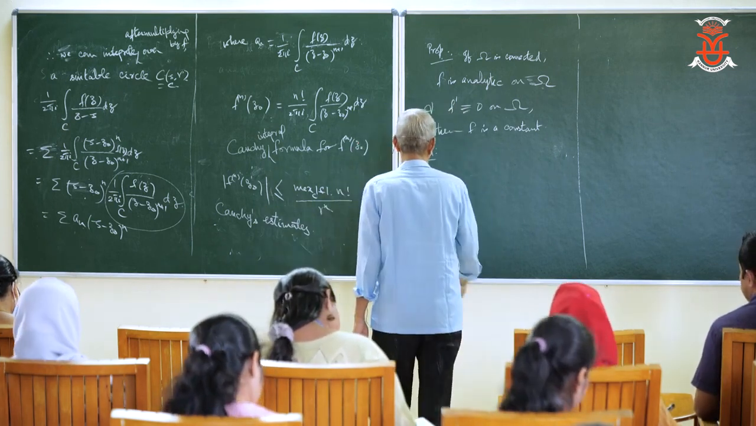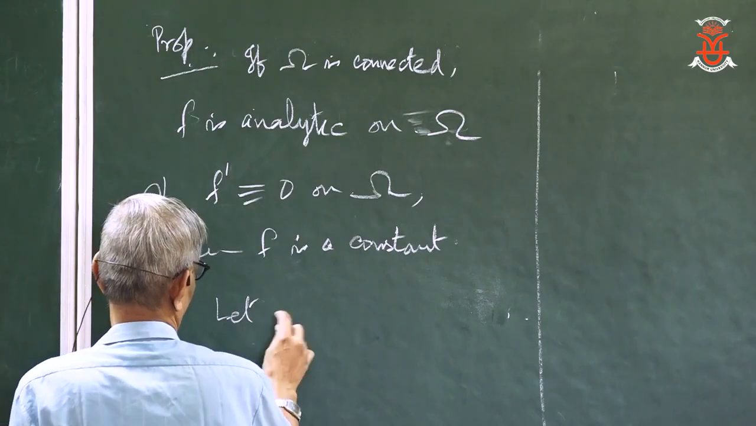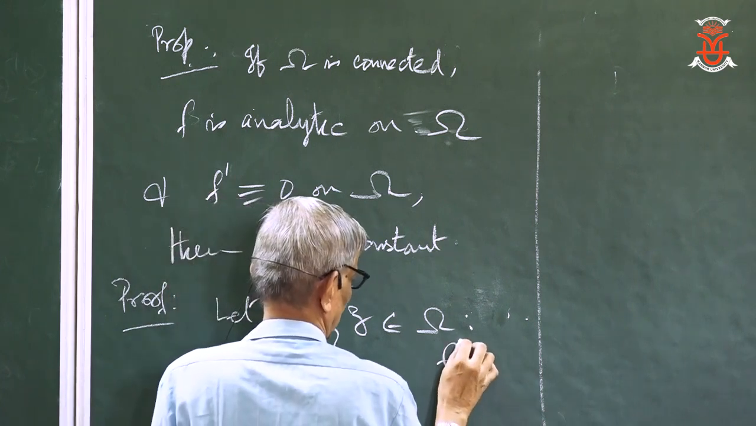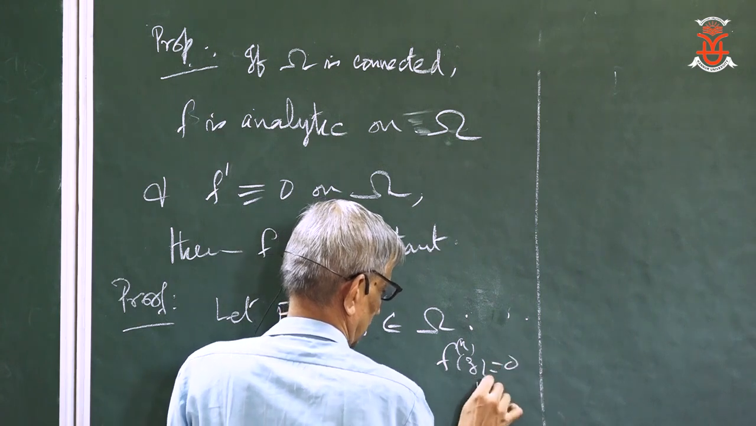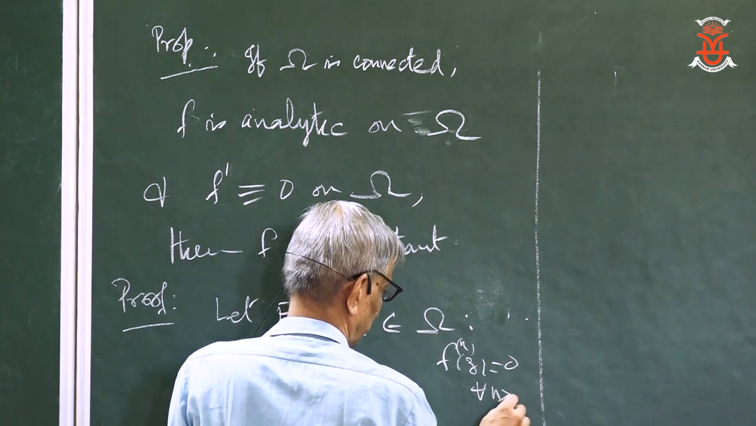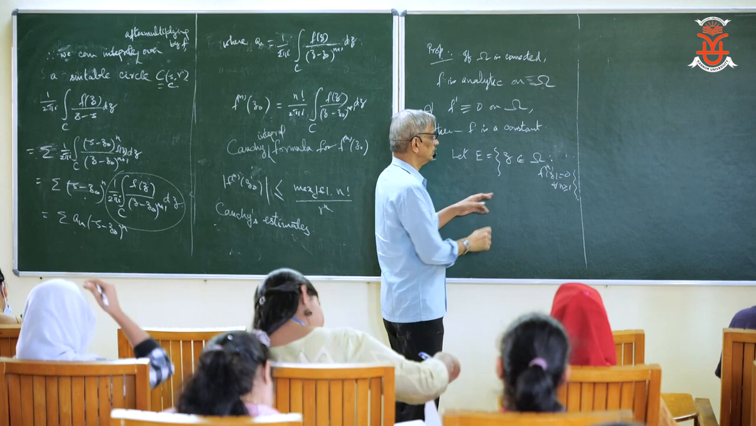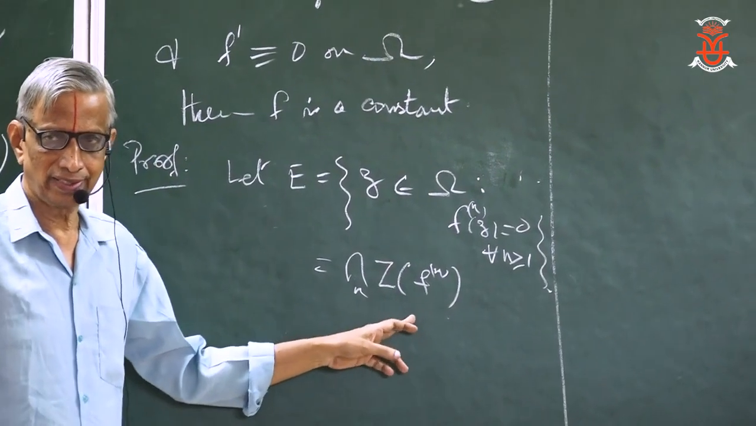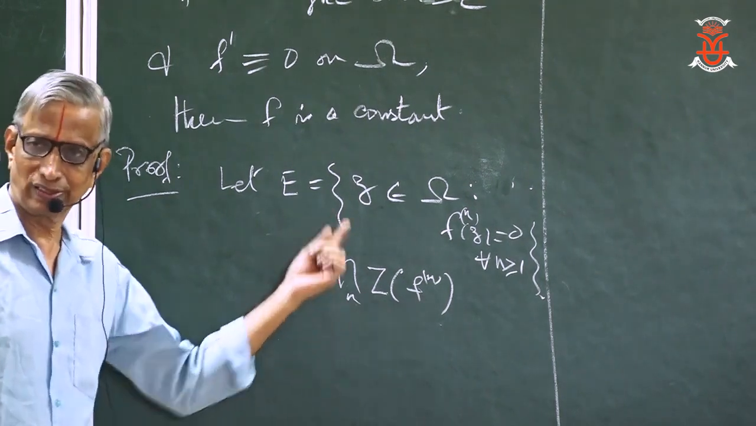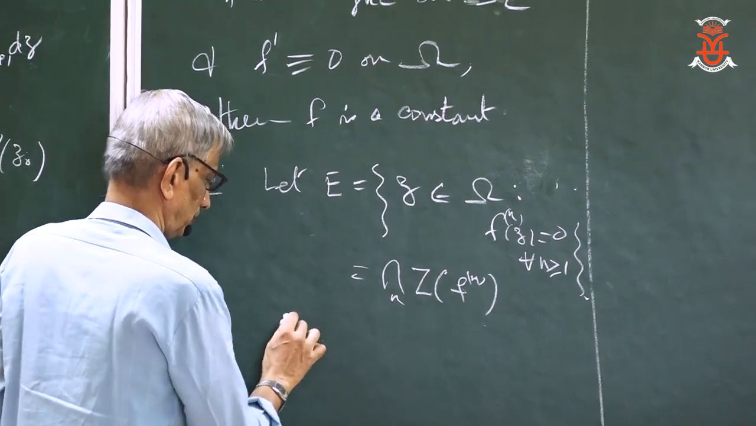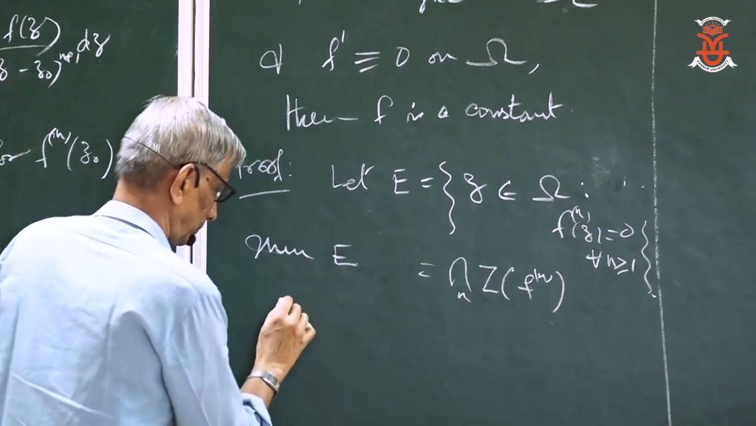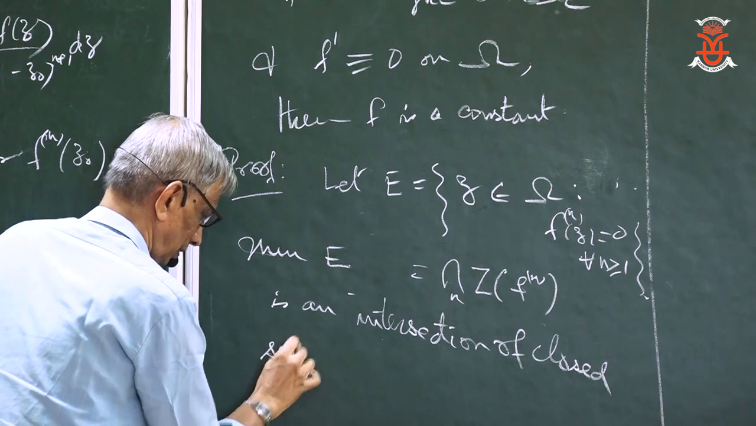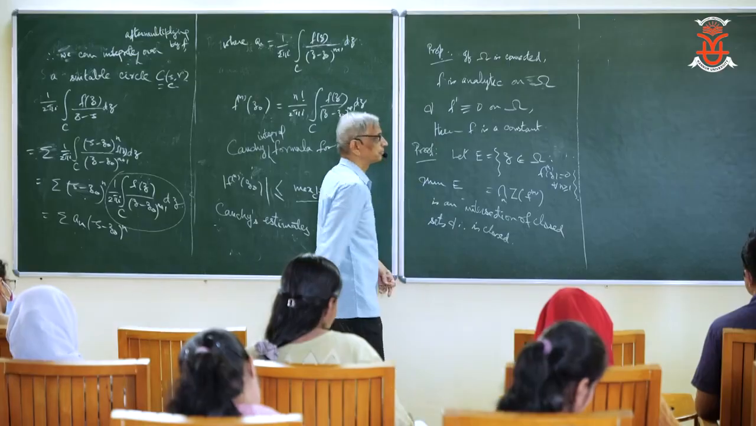You look at this set of all points where, whatever, E. So this is the intersection of the zero sets of the nth derivatives. The nth derivative is a continuous function, so each of these is closed, so the intersection is closed. On the other hand, E is open.